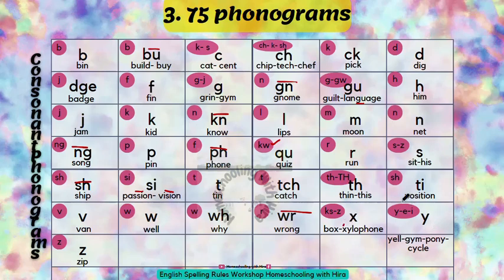Y has four sounds: ya, e, I, and the short e sound. Ya as in yell, short e as in Jim, E as in pony, I as in cycle. Okay. Then we have letter Z that says the Z sound.